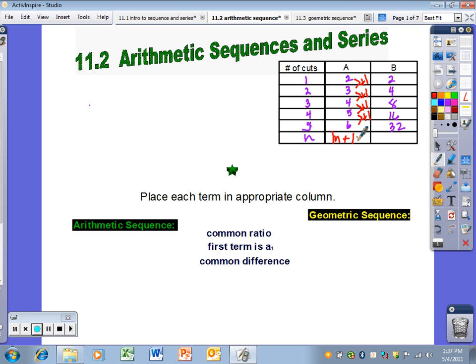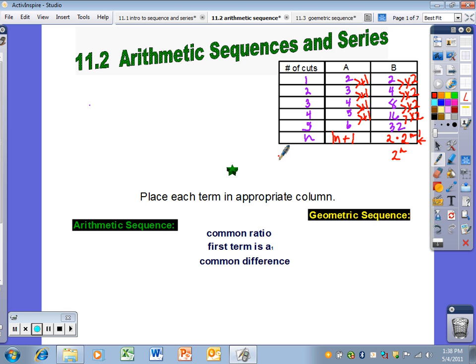But here, in section B, what am I doing from term to term to term? Times 2, times 2, times 2, times 2. So I repetitively multiply. I take my ratio to the n minus 1 times my first term. Now some of you might say this is just 2 to the n, and you're absolutely right. But let's take a look at this one right here.